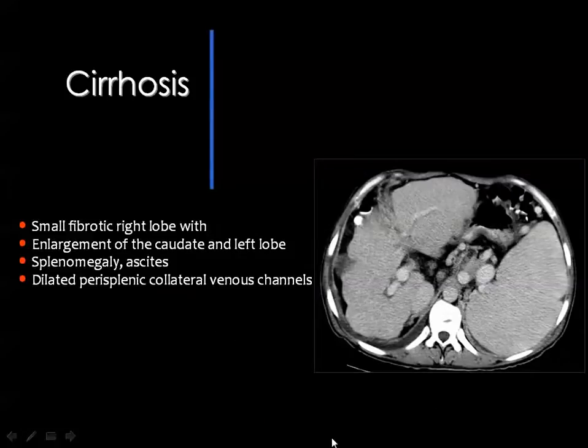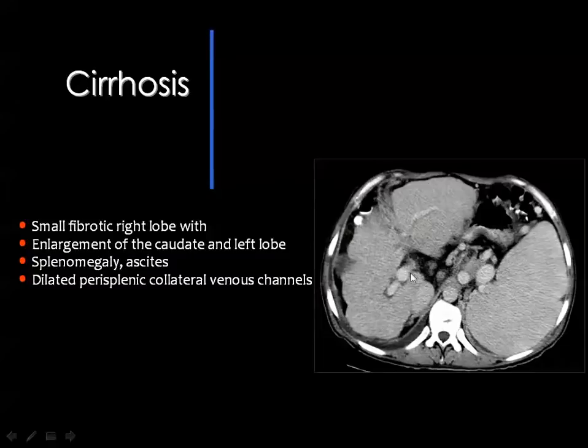Then cirrhosis is an imaging diagnosis that can be achieved by ultrasound better than CT and MRI. The early stages of cirrhosis are easily appreciated by ultrasound, while CT can show the more advanced stages of cirrhosis.